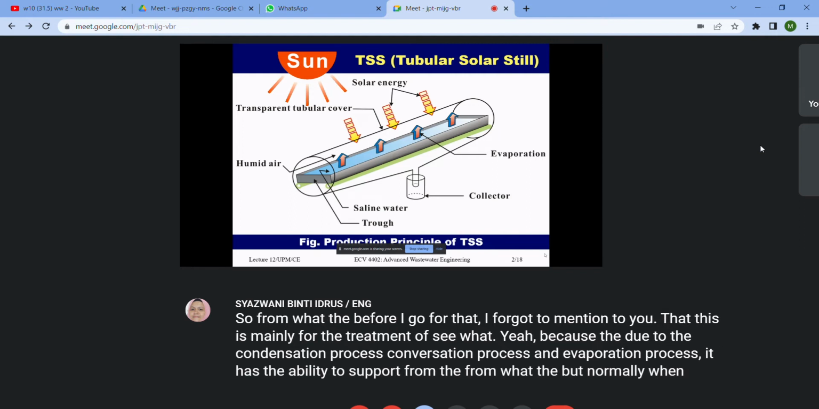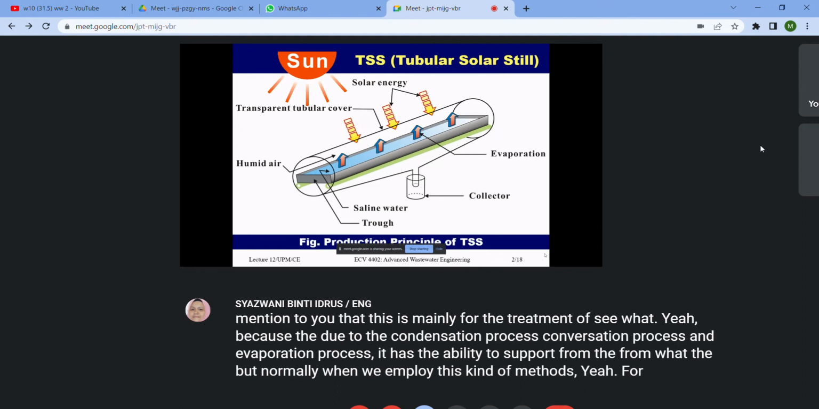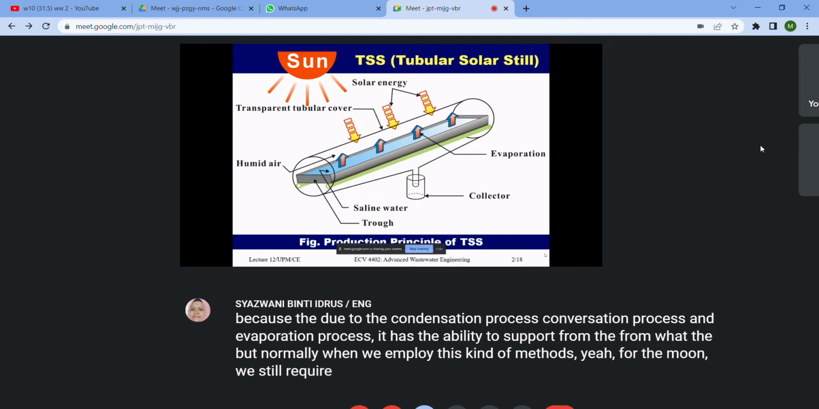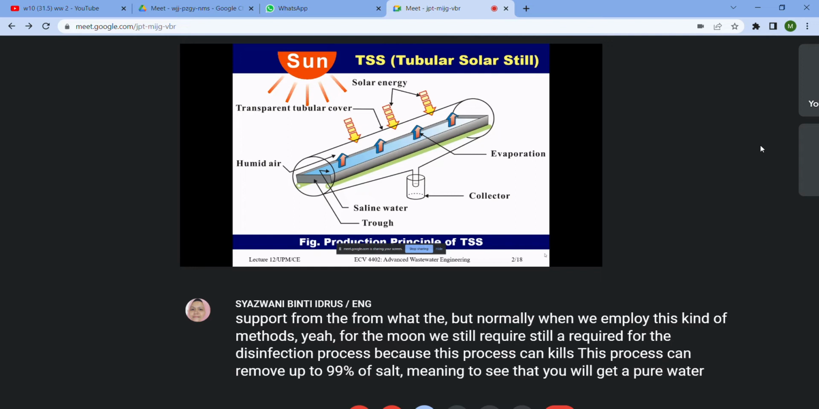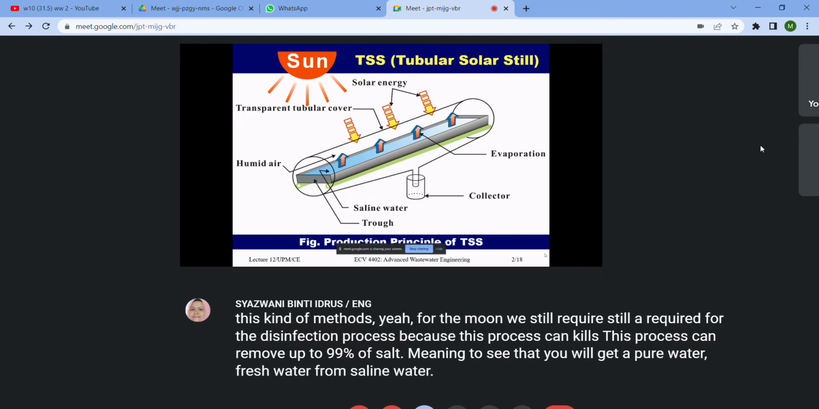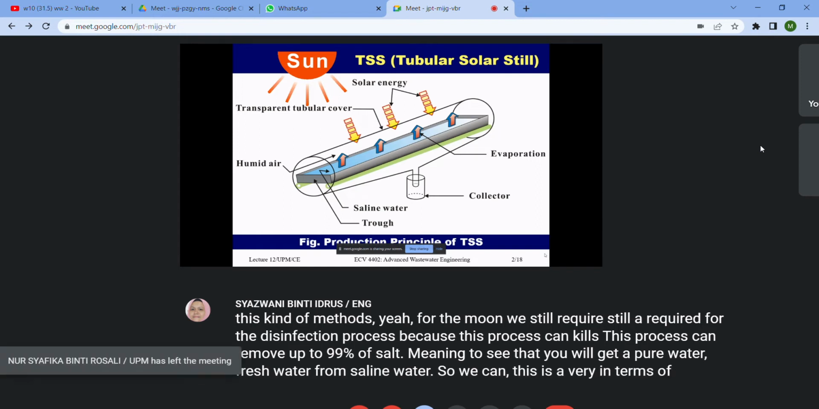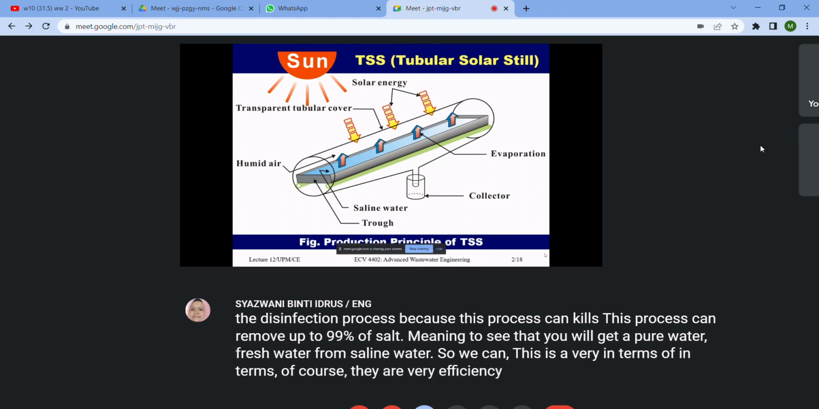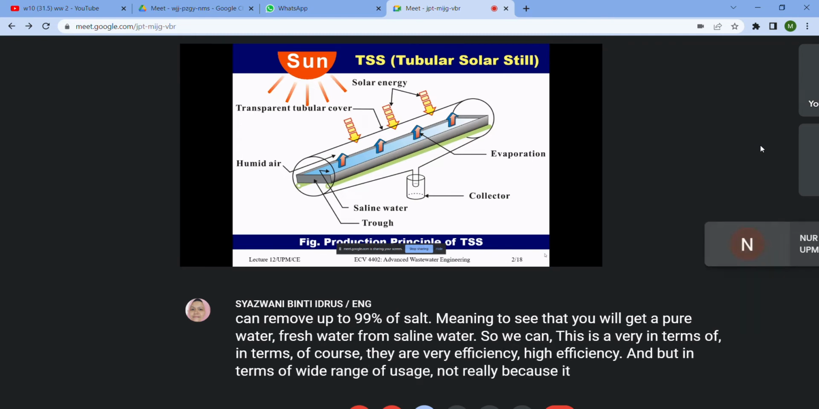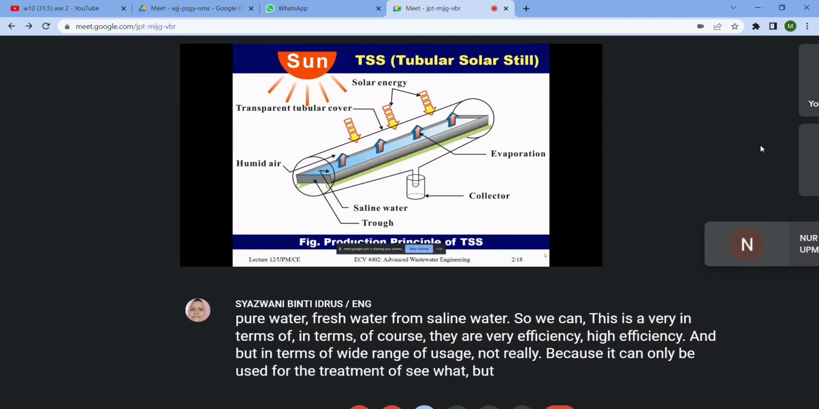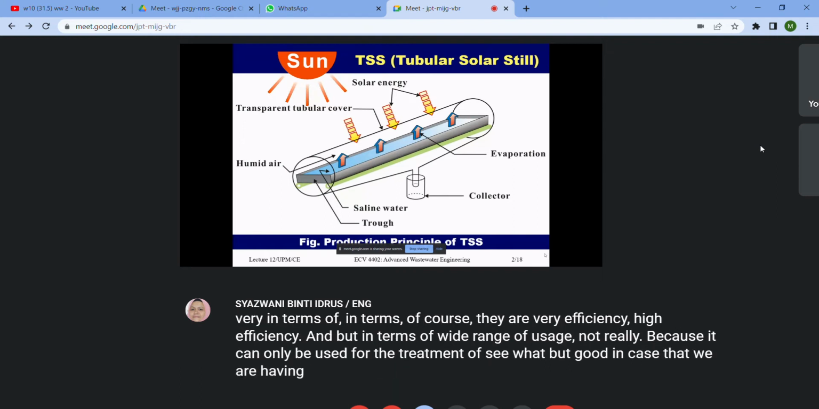But normally when we employ this kind of method for the treatment, we still require a further disinfection process. This process can remove up to 99% of salt, meaning to say that you will get pure water, fresh water from saline water. This is very good in terms of cost. They have very high efficiency, but in terms of wide range of usage, not really, because it can only be used for the treatment of seawater. But good in case that we are having a problem, shortage of the surface water. So this can be the best option.